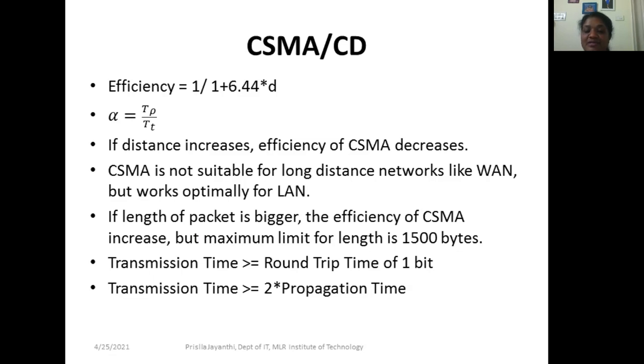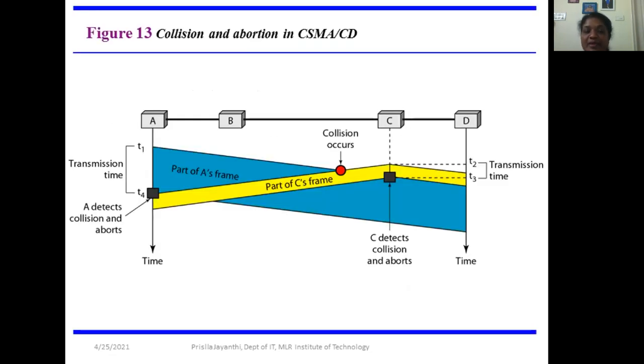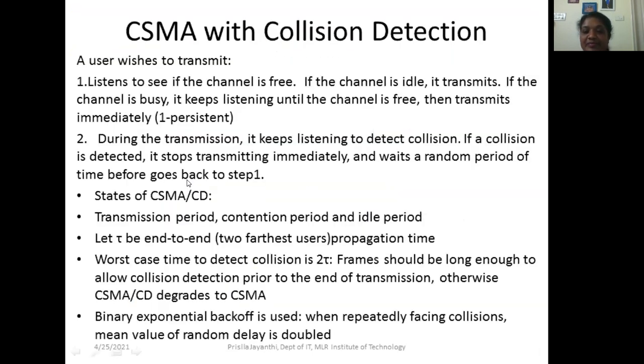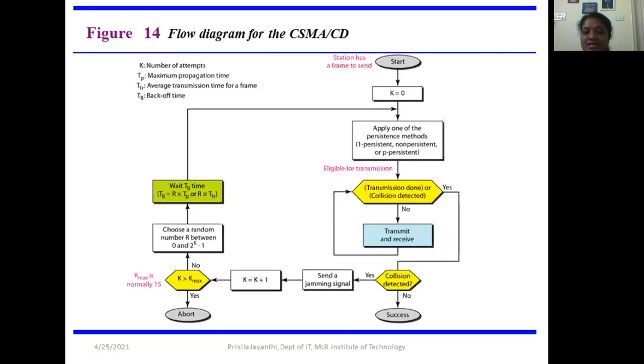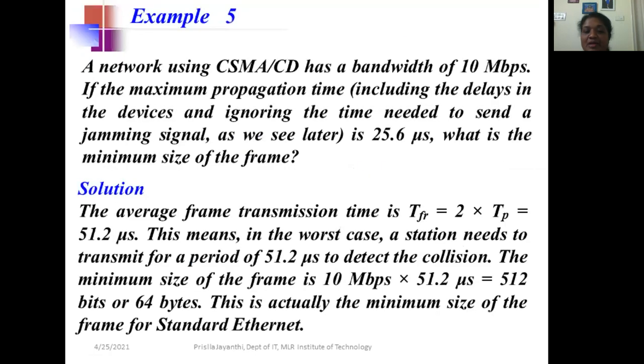The transmission time is greater than the round trip time of 1 bit, and it is also greater than or equal to 2 times the propagation time. Collision and abortion in CSMA/CD. Now the same thing, whatever I told you earlier, is the same here.